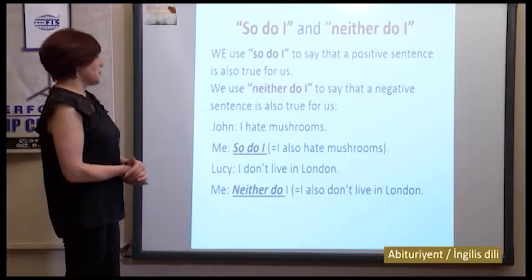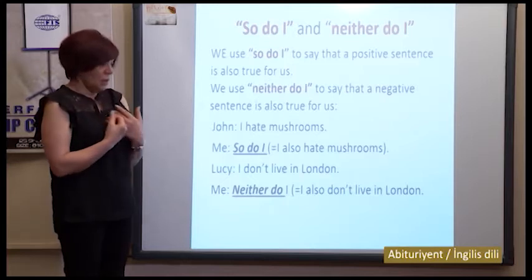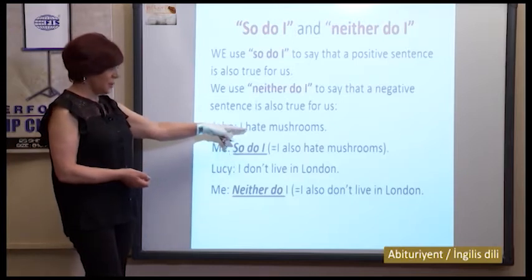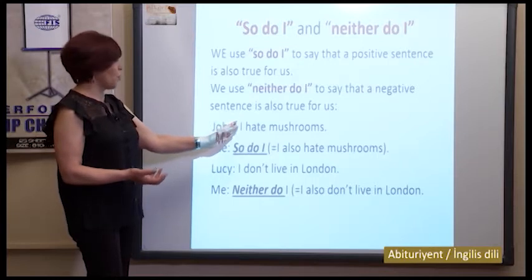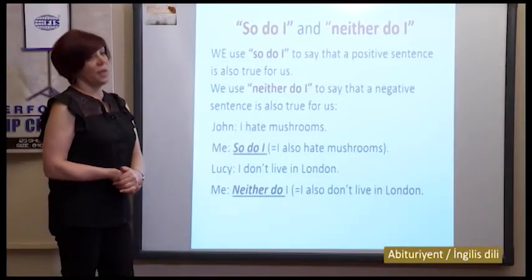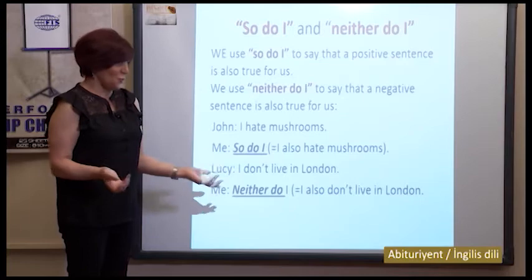Here are some examples. John says, "I hate mushrooms." And what about me? I say, "so do I." Why do? Because "hate" is a notional verb, and the yes/no question form of this sentence is formed by using auxiliary do, and I is the first person singular, so we use do. "So do I" means I also hate mushrooms, or I hate mushrooms too, or me too. You see, here are more than one variant.